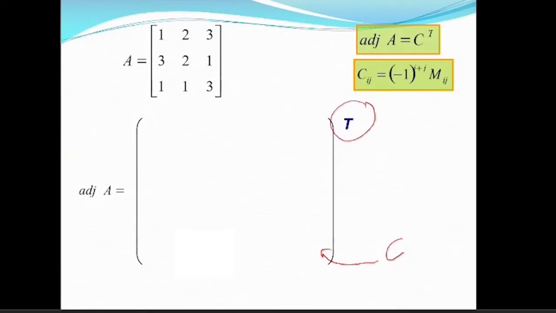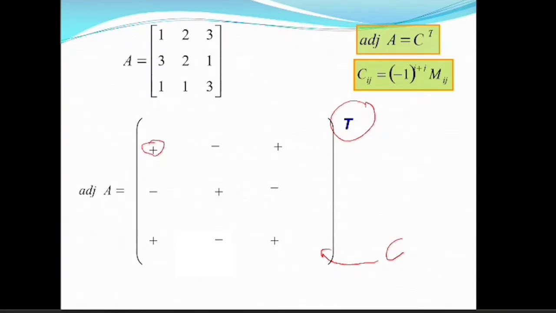Remember, a cofactor is just the minor with the signs. Start by writing the signs first. The first sign starts with positive, and then we have negative, positive, negative, positive, negative, positive, negative, and positive. Remember, you have to memorize these signs. Start with the positive and then it alternates.